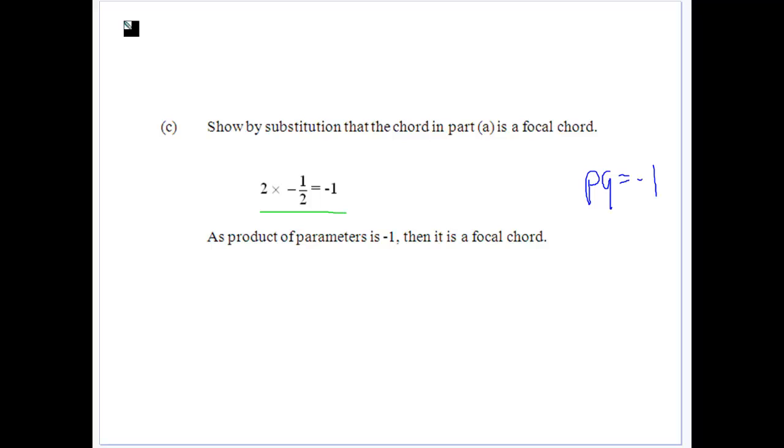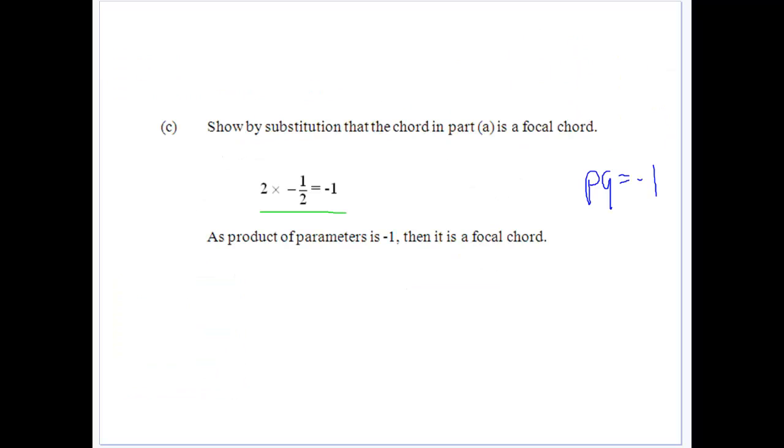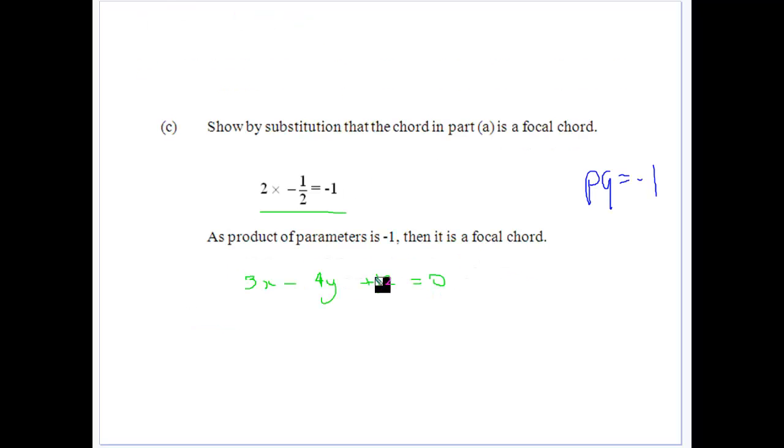In terms of the substitution, though, we should really take our equation, 3x minus 4y plus 12. So let's write that down: 3x minus 4y plus 12. And we want to take the coordinates of our focus, which is 0, 3. If we sub it in, it should calculate to 0 for us. So 3 lots of 0 minus 4 lots of 3 plus 12 equals 0. So we get minus 12 plus 12 equals 0. So yeah, that's true. 0 equals 0.